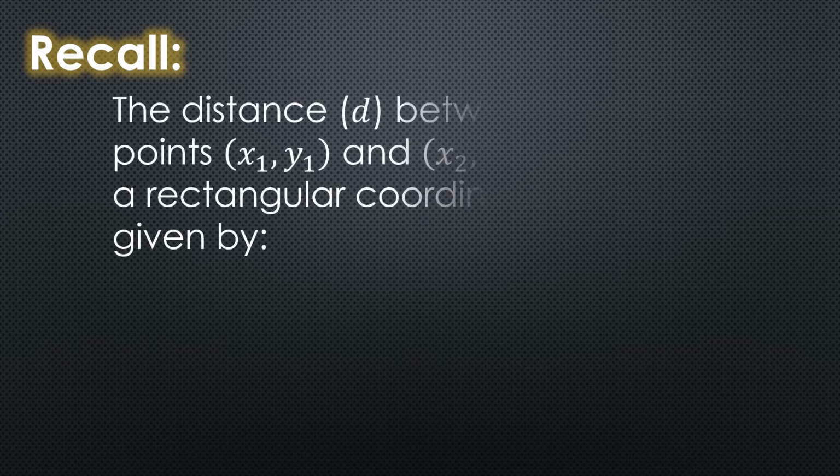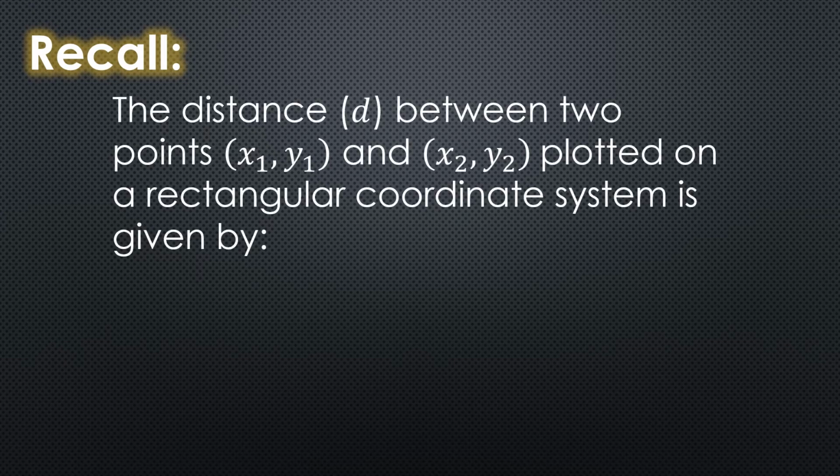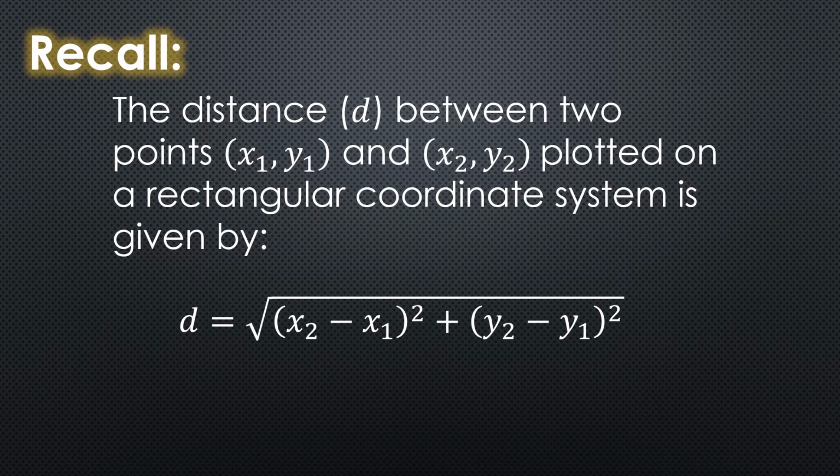Before we continue, let us have a recall of an important concept that will be used in our derivation. That is the distance between 2 points. The distance between 2 points, x sub 1, y sub 1, and x sub 2, y sub 2, plotted on a rectangular coordinate system is given by d is equal to the square root of x sub 2 minus x sub 1 squared plus y sub 2 minus y sub 1 squared.